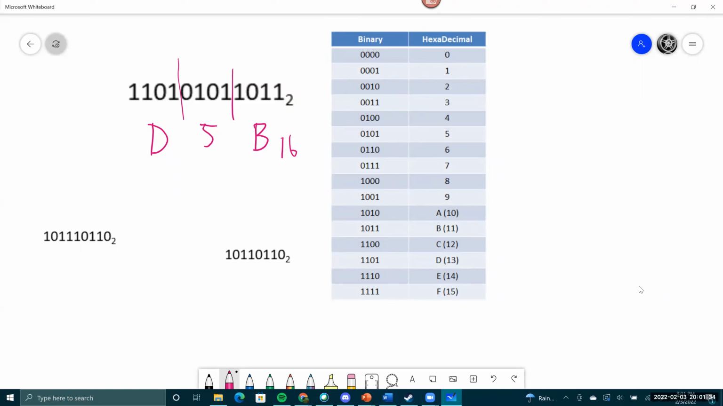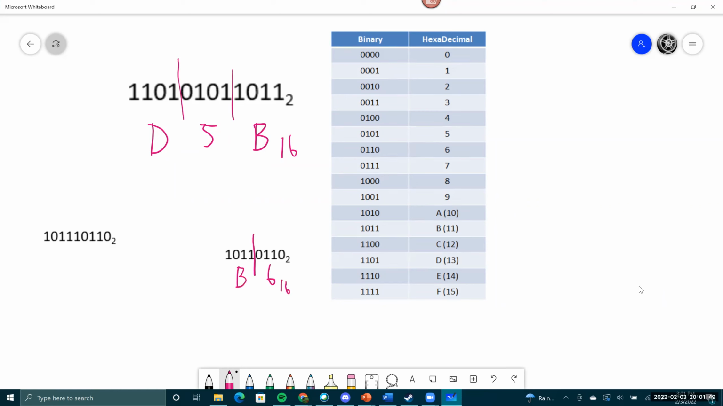Okay, so let's do this together. This number is easy. Split. So the 0110 is 6, and 1011 is B. So this is B6 base 16.